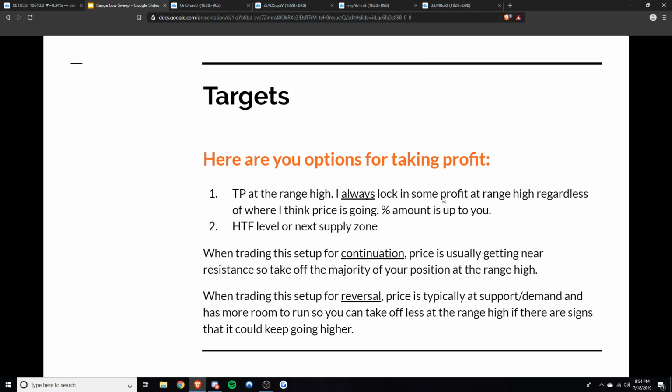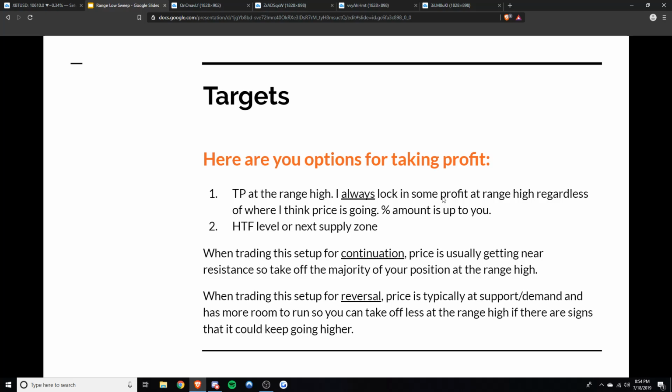You don't know where price is going to go, because it might give you signs of where it's going to go, but the range high is a resistance level. So not taking profit at a clear resistance level is kind of dumb. I mean, you're just being greedy at that point if you're trying to hold on to your whole position past the range high.